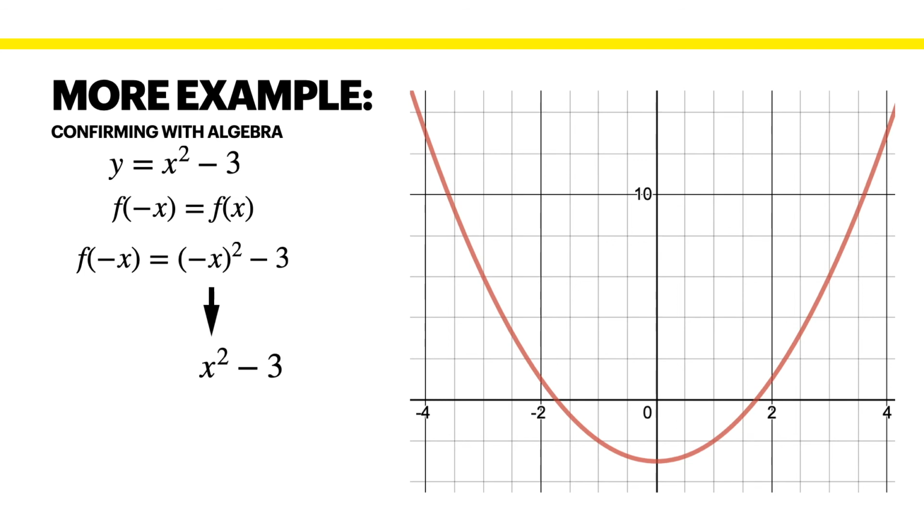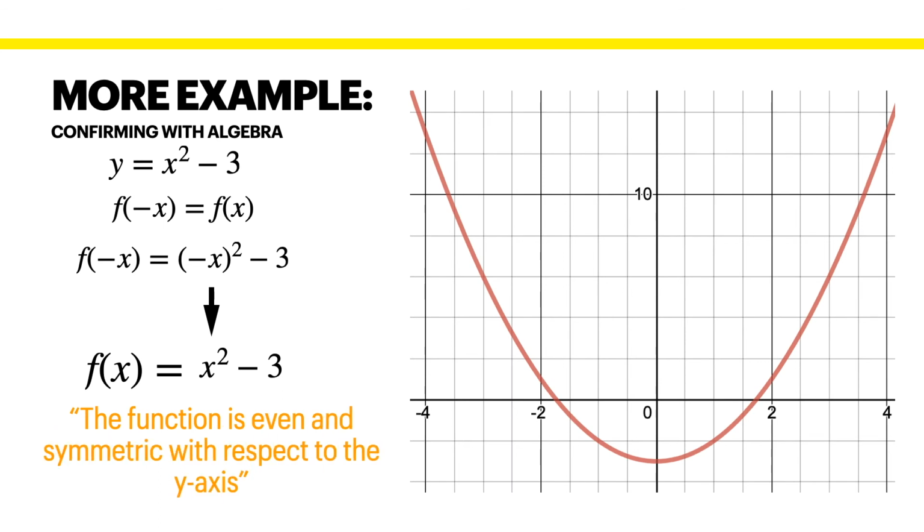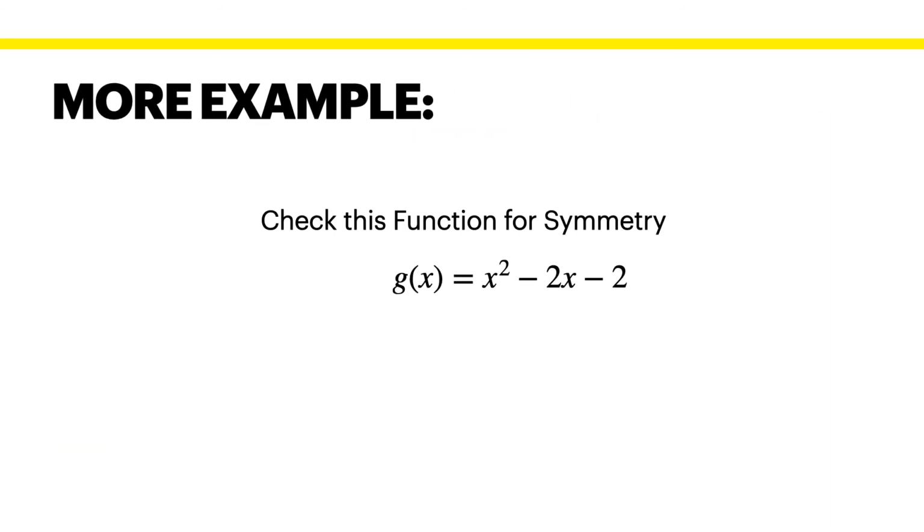Furthering the equation, we're going to end up with x squared minus 3, and this is still the original function, which means that the function is even and symmetric with respect to the y-axis, and that is true. You can see it from the graph. So that's how you confirm symmetry with algebra. Let's move on with more examples. Check this function for symmetry. This one is g of x is equal to x squared minus 2x minus 2.